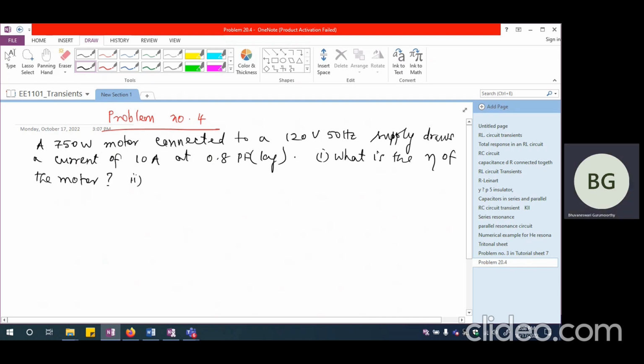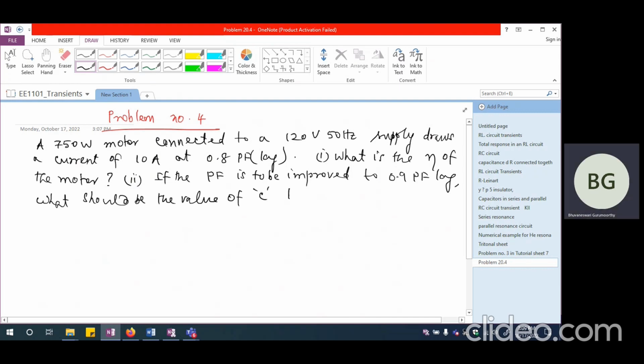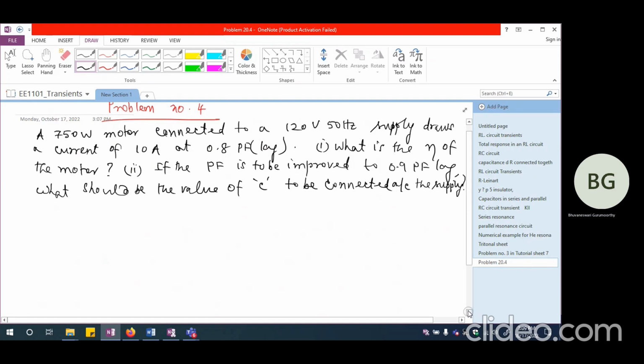Then the second question is, if the power factor is to be improved to 0.9 power factor lag, what should be the value of capacitor to be connected across the supply? Okay.